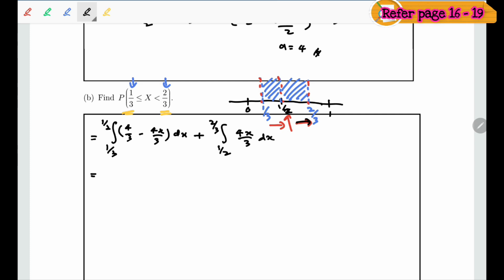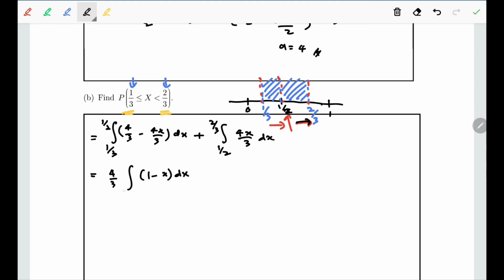So we have to integrate all those functions. You can just take out the 4/3. It's better we take out the 4/3. So then we have to integrate 1 minus x dx with limit 1/3 to 1/2, plus 4/3 integrate from 1/2 until 2/3 for the x.